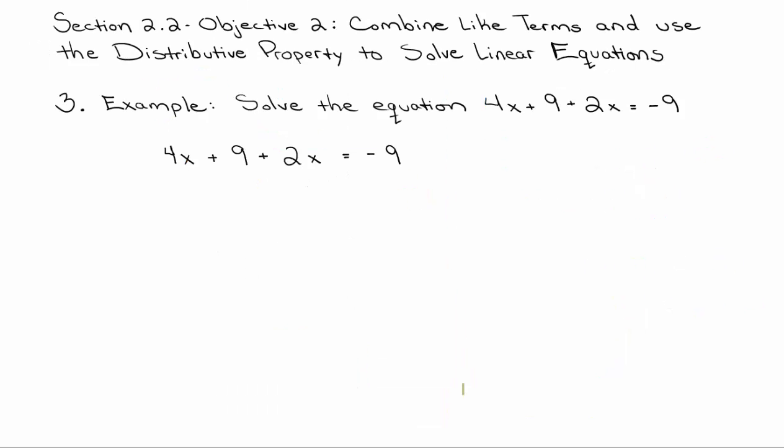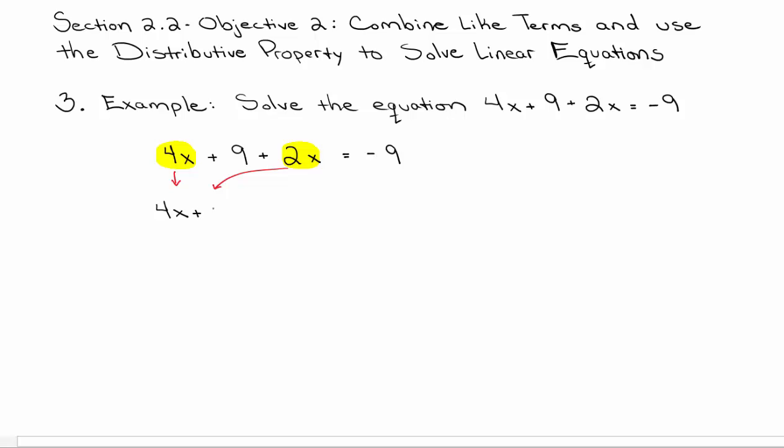Section 2.2, Objective 2. Combine like terms and use the distributive property to solve linear equations. So for our next example, we're going to solve the equation 4x plus 9 plus 2x equals negative 9. In this problem, we are going to combine like terms. So in this case, we have 4x and 2x, and both of these are like terms. So I'm just going to rewrite them so that they're right next to each other.